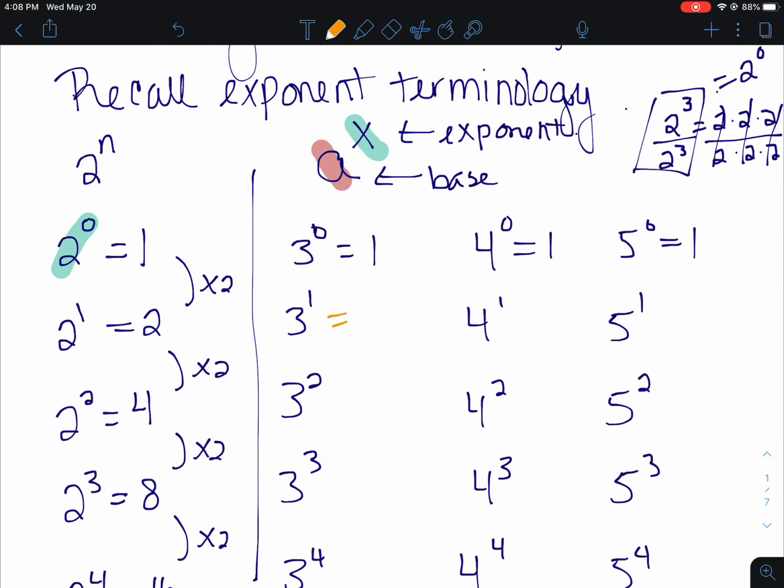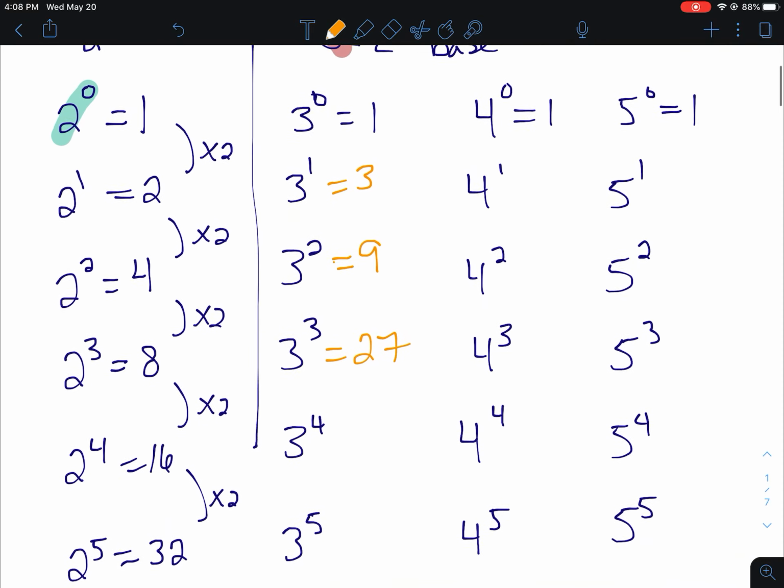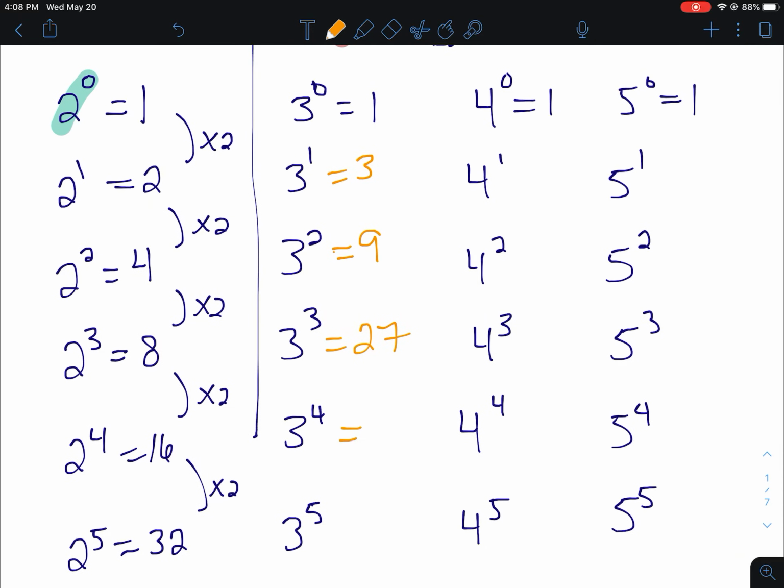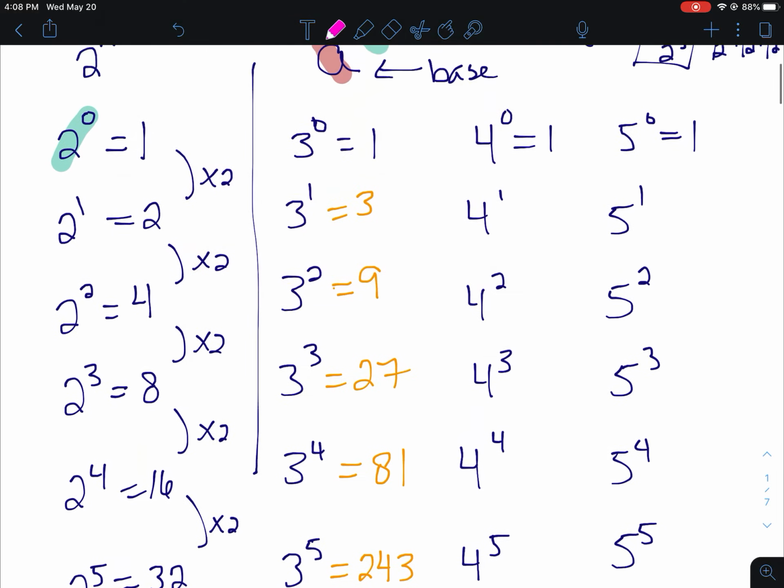Now let's do with a base of 3. Well, 3 to the 1st is 3. 3 squared, 9. 3 cubed, 27. Again, multiplying by 3 each time. 3 to the 4th is 81. And 3 to the 5th is 243. Okay. I'm not going to go too much higher there just because we don't really see numbers like that as much. But if you want to keep going, just multiply by 3.